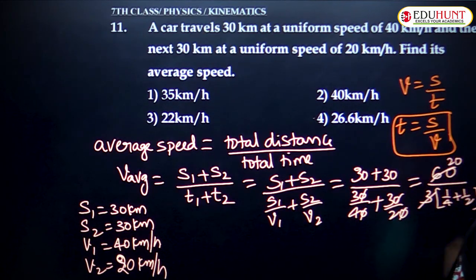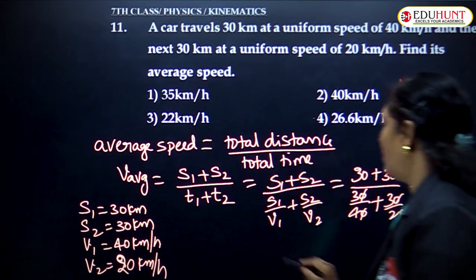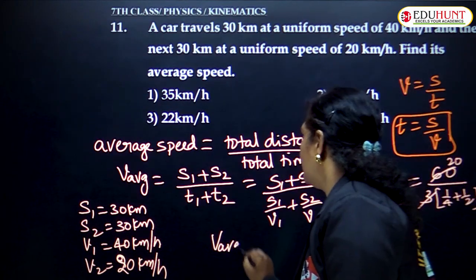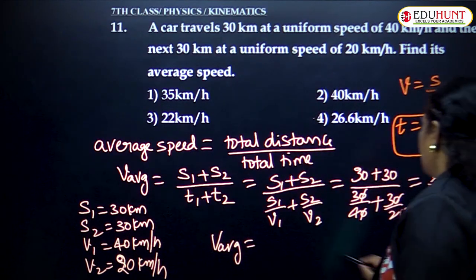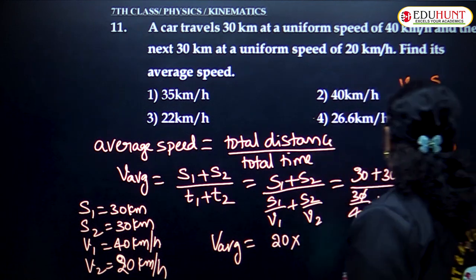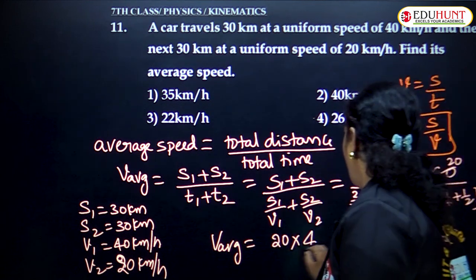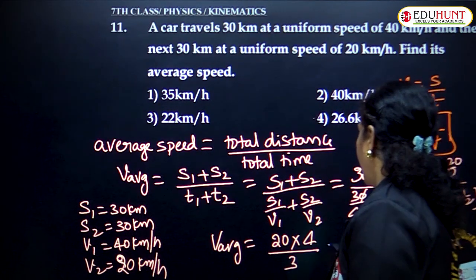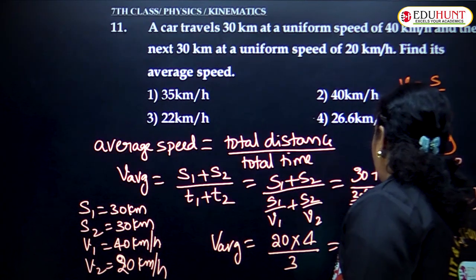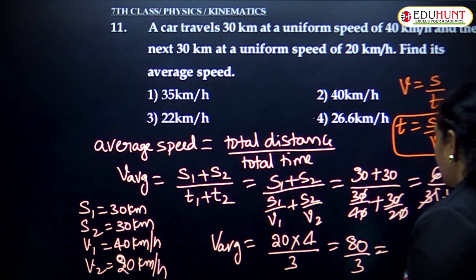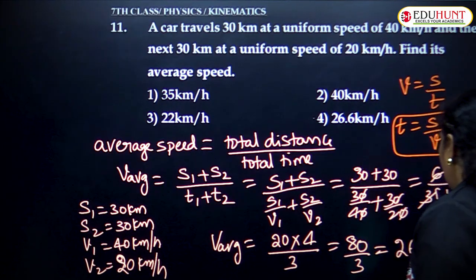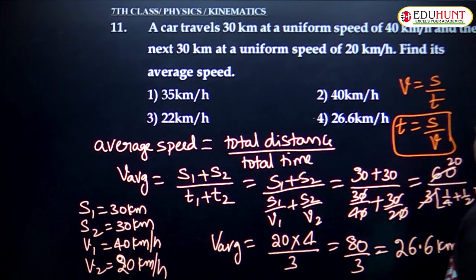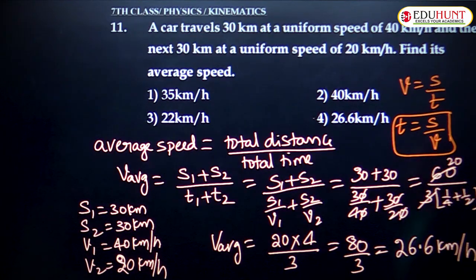3 goes here 20 times. Then the value of average speed is found to be how much? 20. Take the LCM, children. LCM of 4 and 2 is 4, upon, here this is 4 goes 1 time and 2 goes 3 times. Hence 80 upon 3. The value of 80 upon 3 is 26.6 kilometer per hour. Hence average speed was found to be 26.6 kilometer per hour. So option number 4. Okay children.